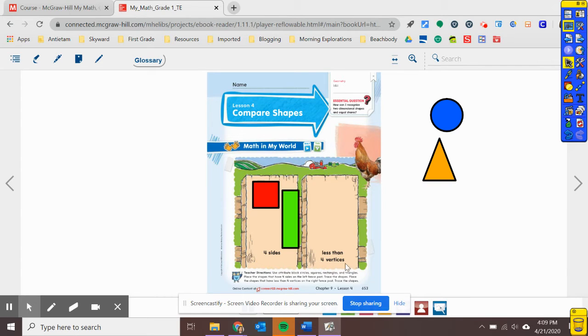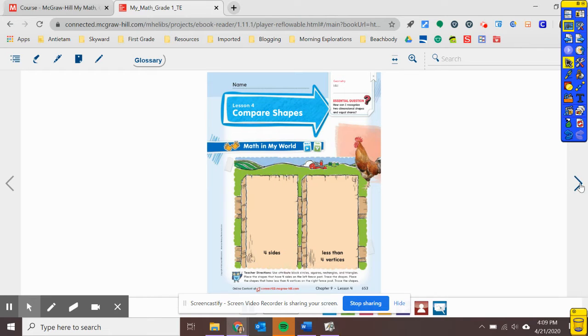What about less than four vertices? So less than four points. Well, a circle has zero vertices, so that can definitely go over here. And a triangle only has three vertices, so that is less than four. So on my first group, you should have the square and the rectangle drawn. And in my side with less than four vertices, you should have a circle and a triangle. If you don't have those already, then I want you to pause the video and make sure you have them in the right side. Once you're ready, you can unpause and we can move on.